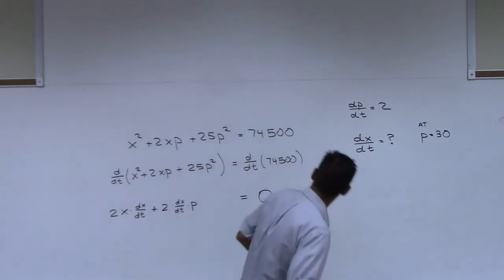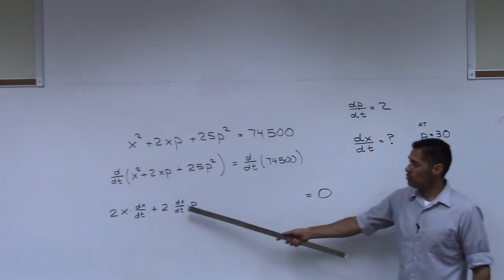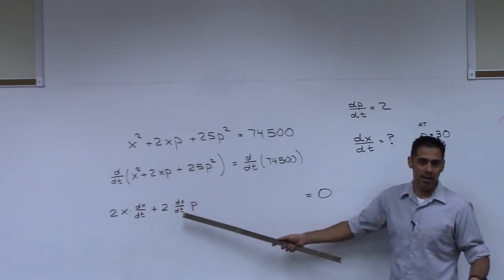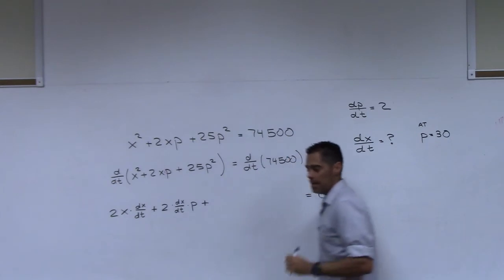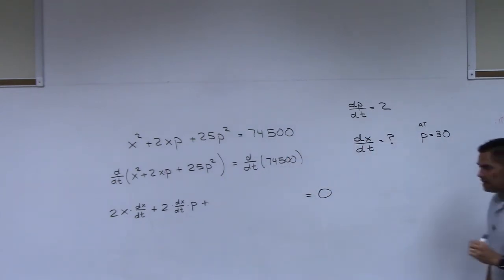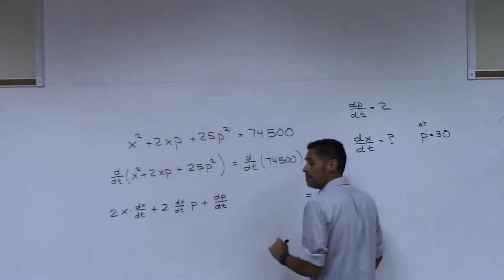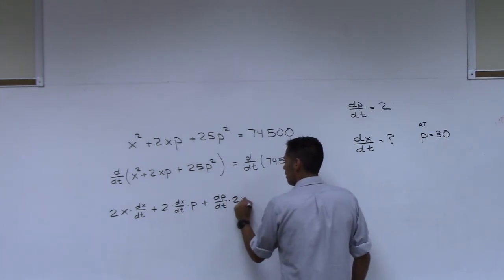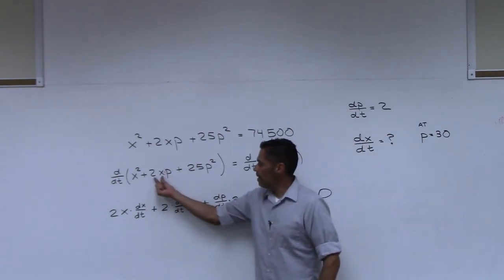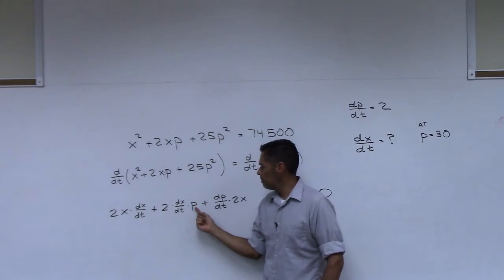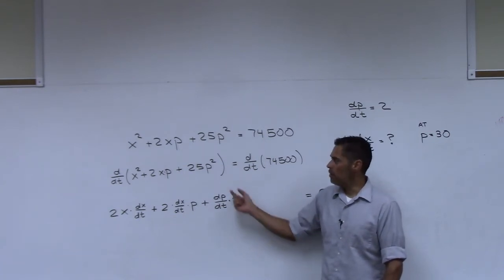I might run out of room here. Maybe I should have moved this down a little bit further. All right, am I done with the product rule? No, I've only done half of it, right? Now I need to say plus derivative of this times this. So what is the derivative of p with respect to t? dp dt times 2x. Now am I done with the product rule? Yes, I am done with the product rule. Derivative of this times this, plus derivative of this times this. Done. Product rule's done. Move on to the next piece.